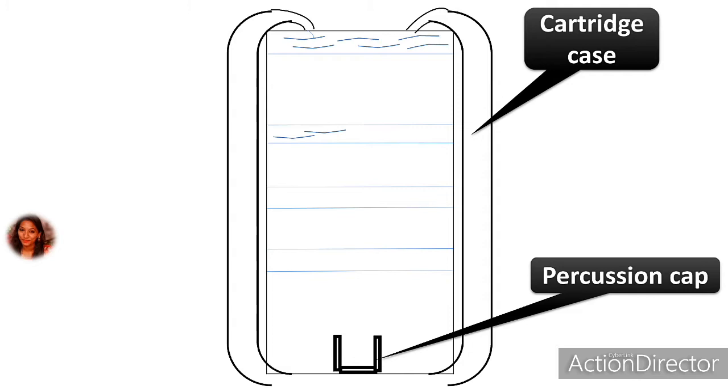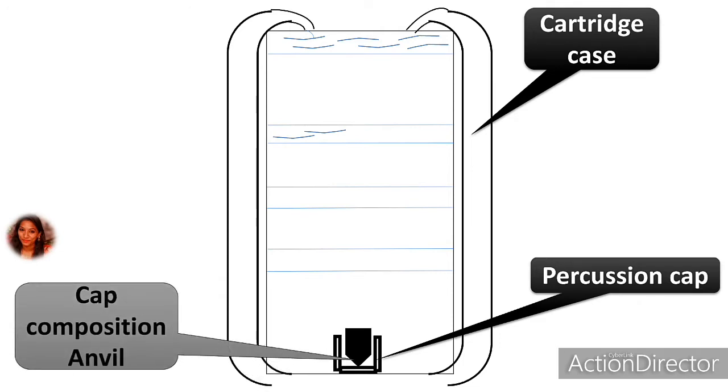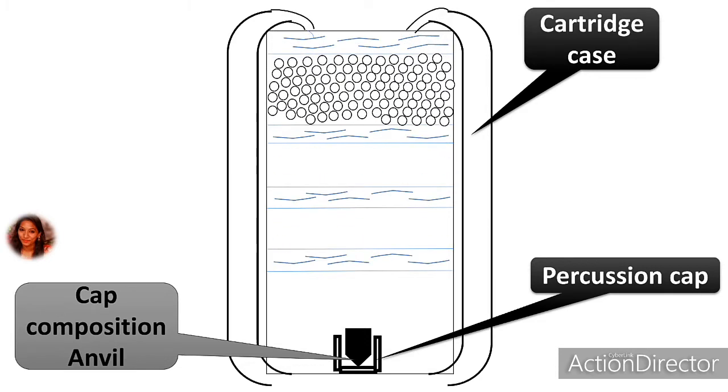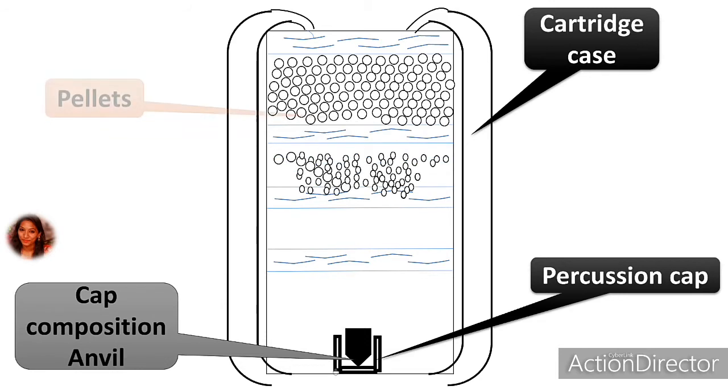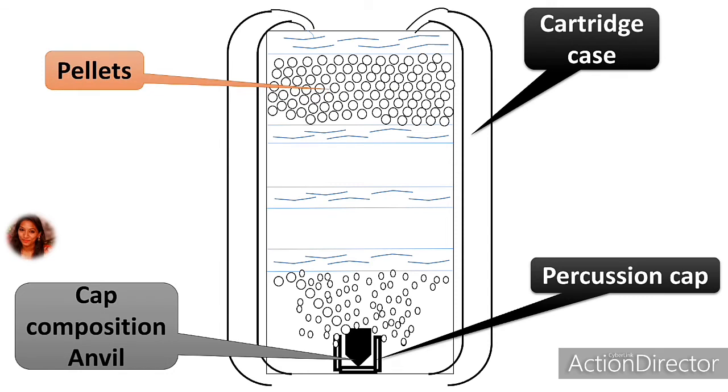It's sometimes made up of copper, brass or steel. This percussion cap is required to conceal the anvil, that is the second portion inside. It is called the cap composition anvil. When a firing pin strikes the bullet, it will strike over here, and because of the high pressure, the firing mechanism starts. Then comes the uppermost area where a simple structure of the material is present, called pellets.